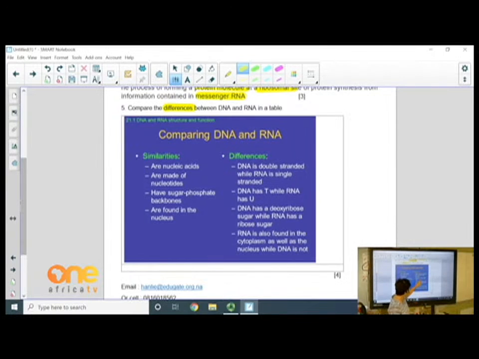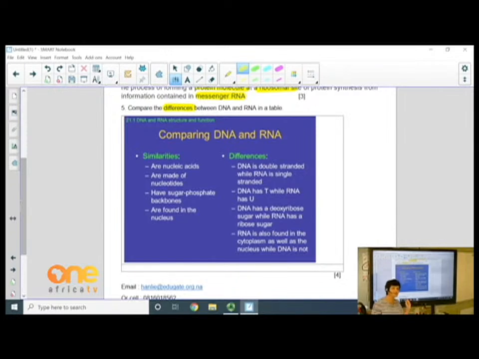DNA has T, thymine, while RNA has U. DNA has deoxyribose sugar, while RNA has ribose sugar. RNA is also found in the cytoplasm as well as in the nucleus. Well, DNA is only in the nucleus. That's 4 different ones. You have more.